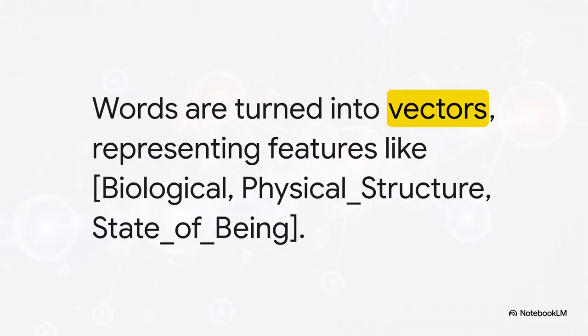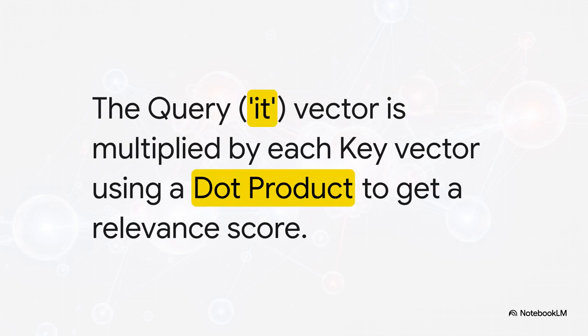Step one is all about translation. You can't do math on words like animal, but you can totally do math on numbers. So every word gets converted into a vector, which is just a list of numbers that captures its essence. An animal, for instance, would get a high score for biological and for state of being, because it's alive and it can feel tired. A street, not so much. And that brings us to the actual matching part.